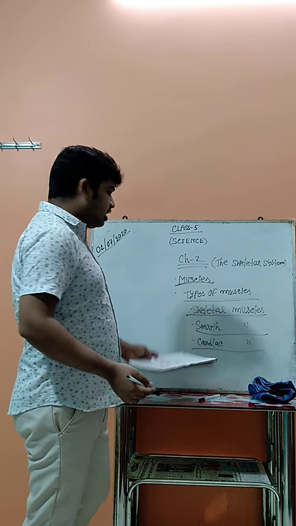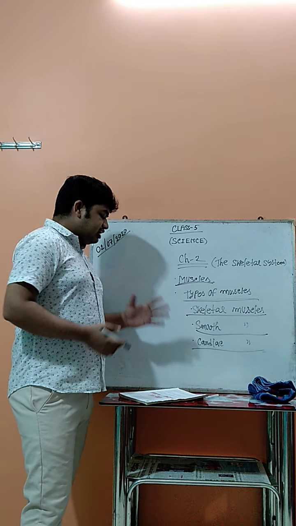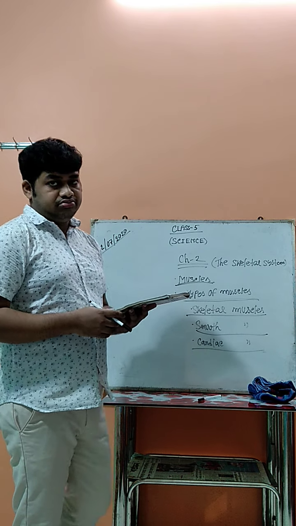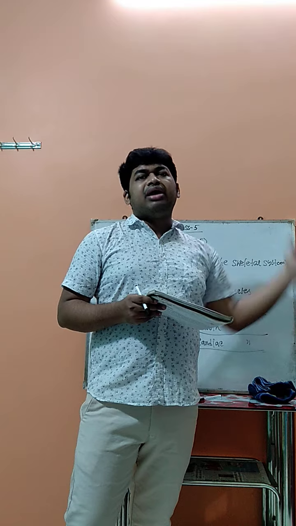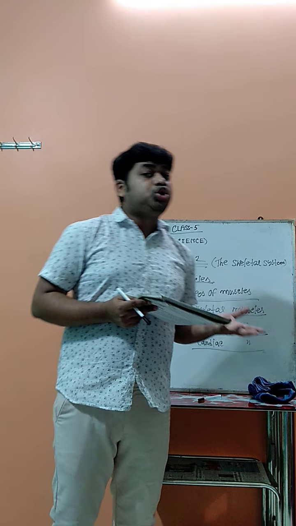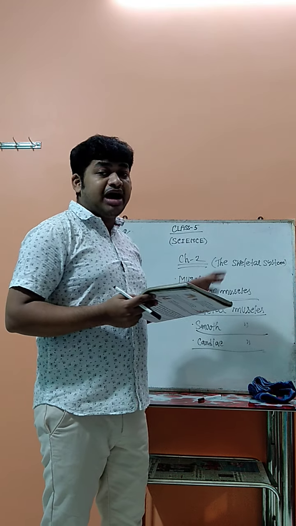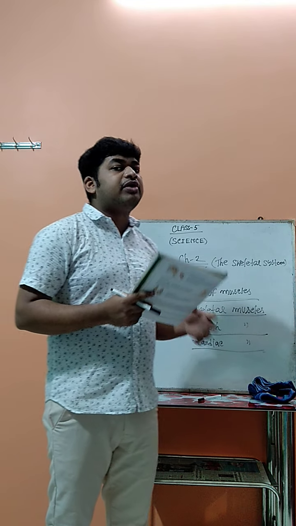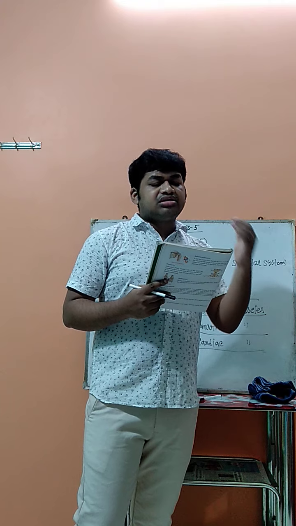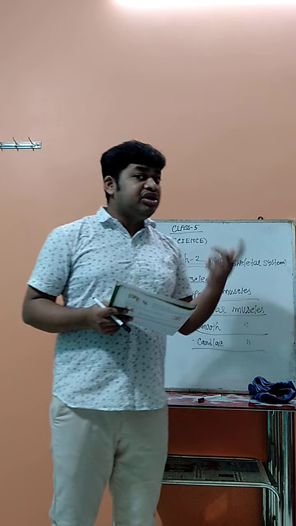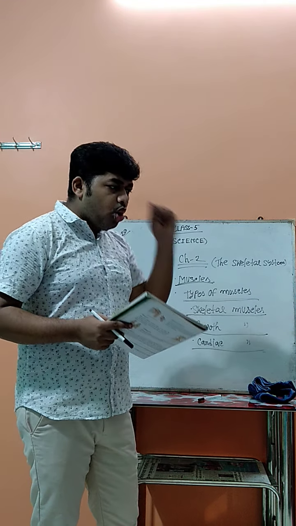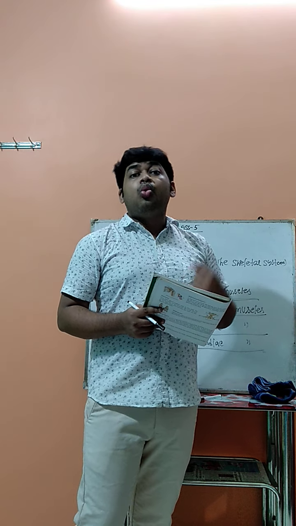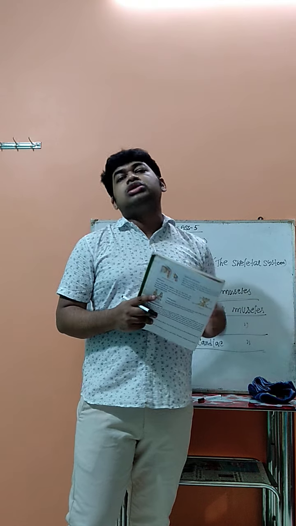Now the first one is the skeletal muscles. The skeletal muscles are the muscles that we use to move around. Whenever we need to move any body part, the skeletal muscles help us to move the different body parts. And these are the voluntary muscles. What is the meaning of voluntary muscles? Those muscles are controlled by ourselves. We are able to control those muscles.